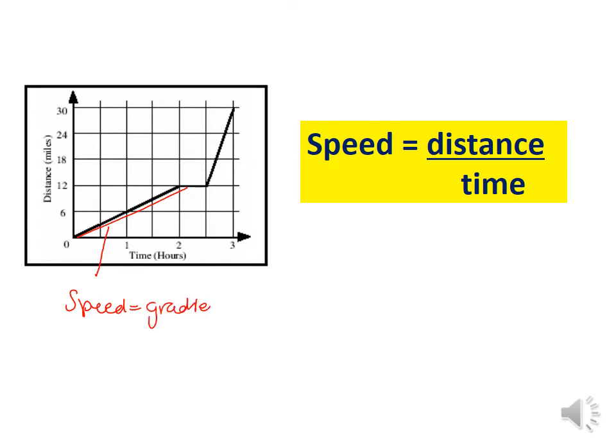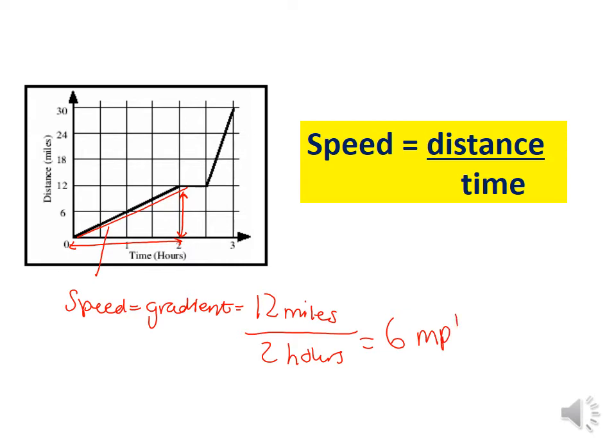To calculate gradient, it is the change in y over the change in x. So the change in our y-axis, which is here, over the change in our x-axis, which is here. Our distance is our y-axis, which is represented by 12 miles, and our time, represented by the x-axis, is 2 hours. So 12 divided by 2 is 6. And remember our units from last lesson, it will be miles per hour.